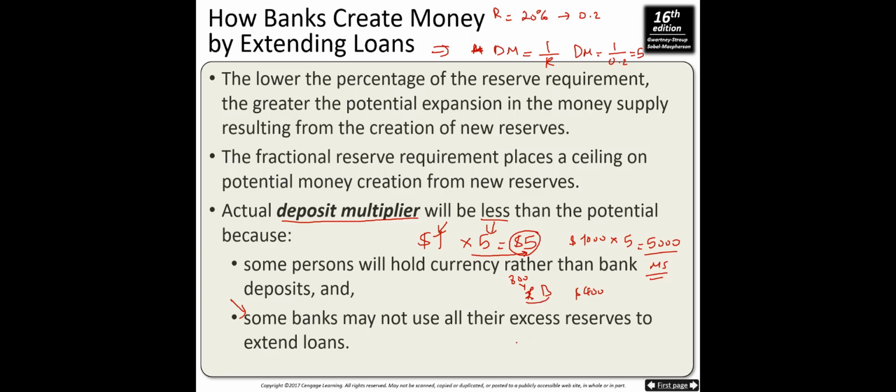Let's say person B deposited $400 to bank B, but bank B keeps excess reserves and puts this money into the excess reserves and doesn't create any new loans. If that is the case, again, the deposit multiplier will be less than the potential.